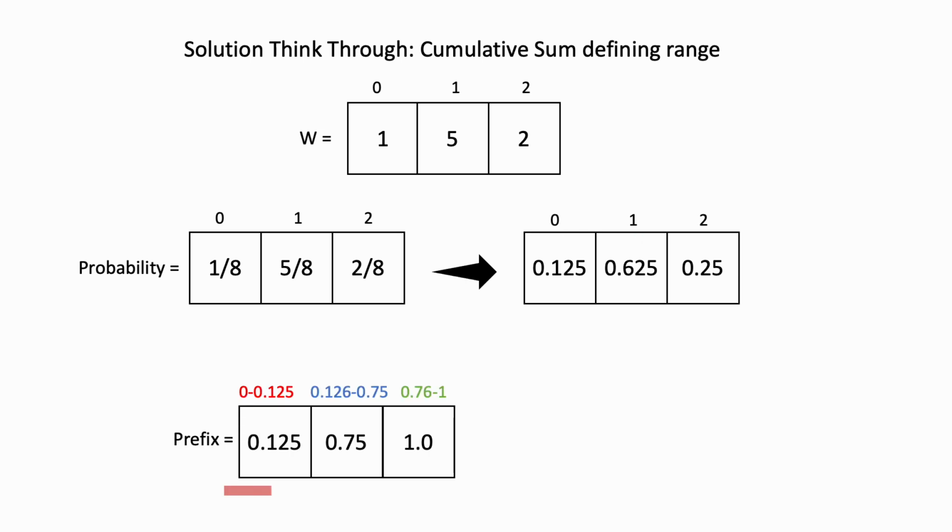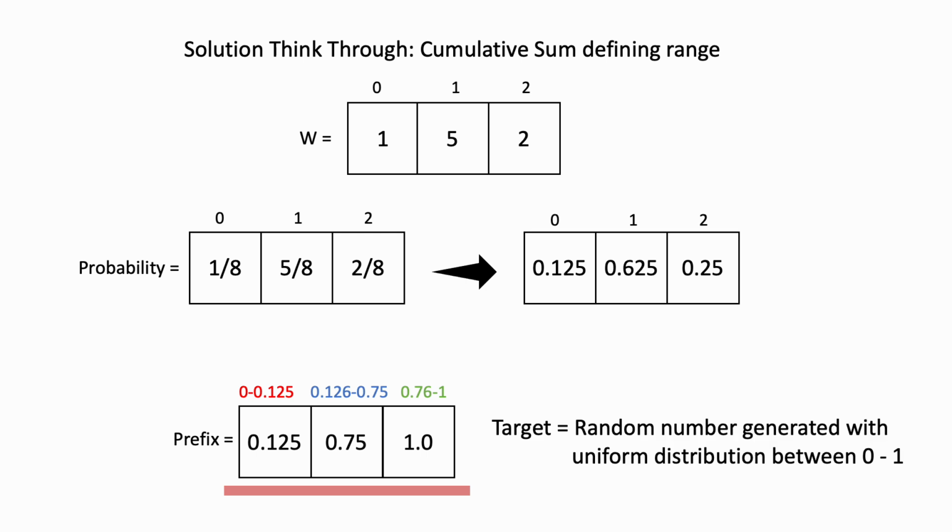And finally, we will get this prefix array, where the first element 0.125 represents the range of numbers from 0 to 0.125. The second element 0.75 represents the range of numbers from 0.126 to 0.75. The third element 1 represents the range of numbers from 0.76 to 1.